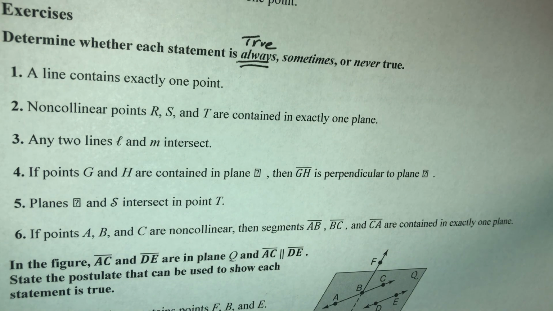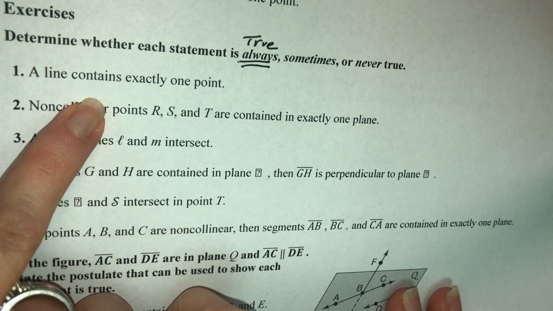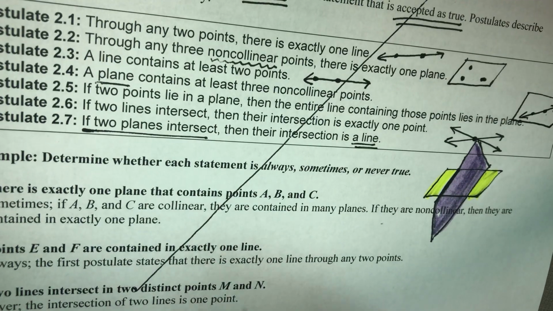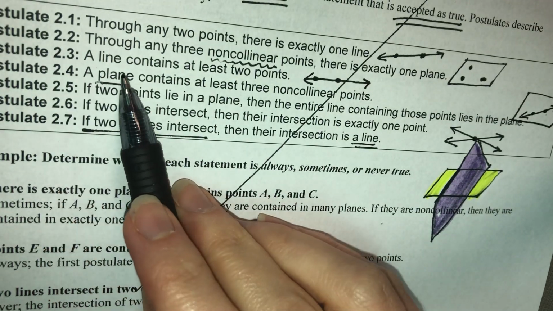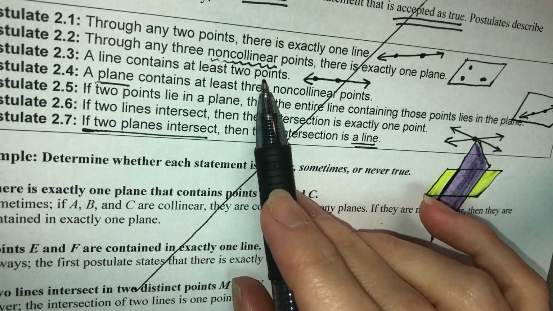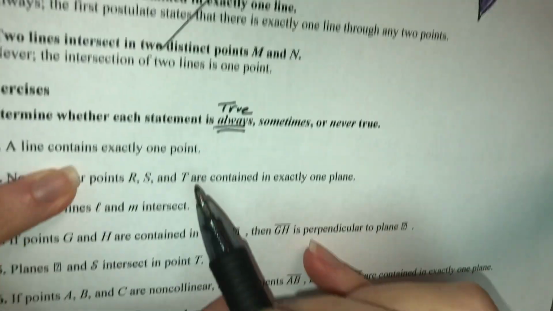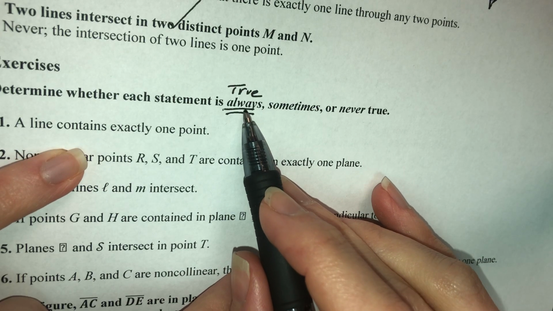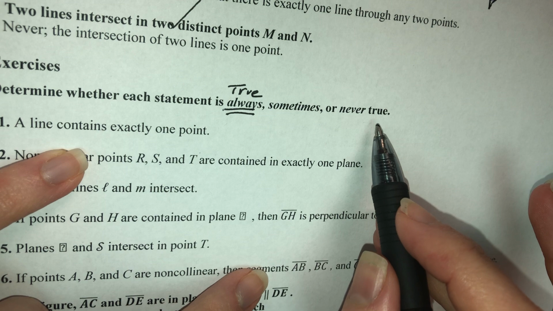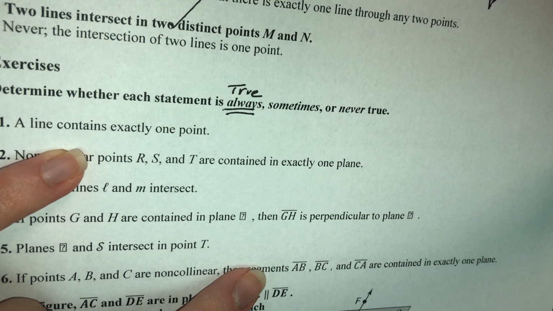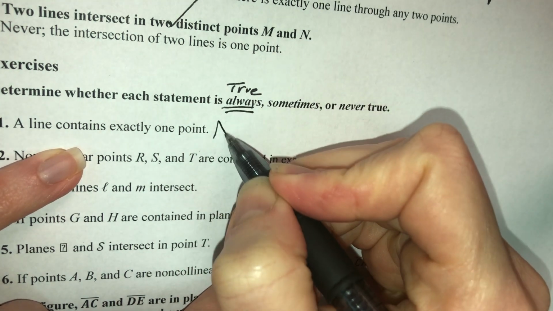So, number 1 says, a line contains exactly 1 point. Well, let's look back at these postulates. Postulate 2.3 says a line contains at least 2 points. So could this be always true, sometimes true, or never true? Thinking back to what we said postulate 2.3 was, I'm going to say that that is never true.